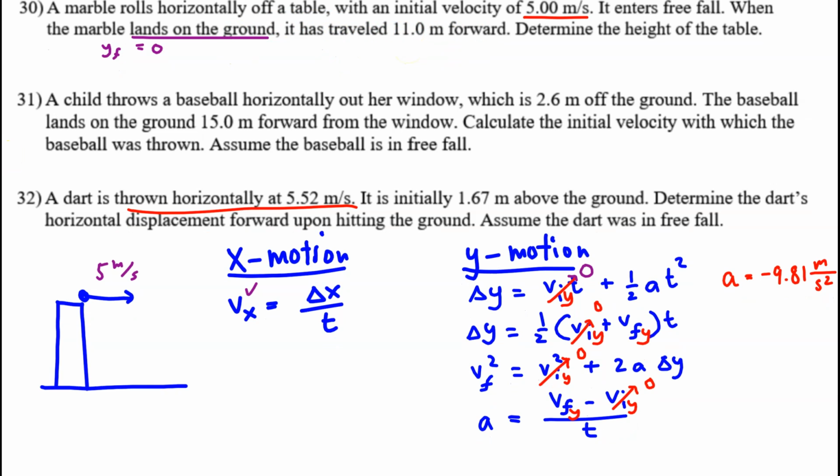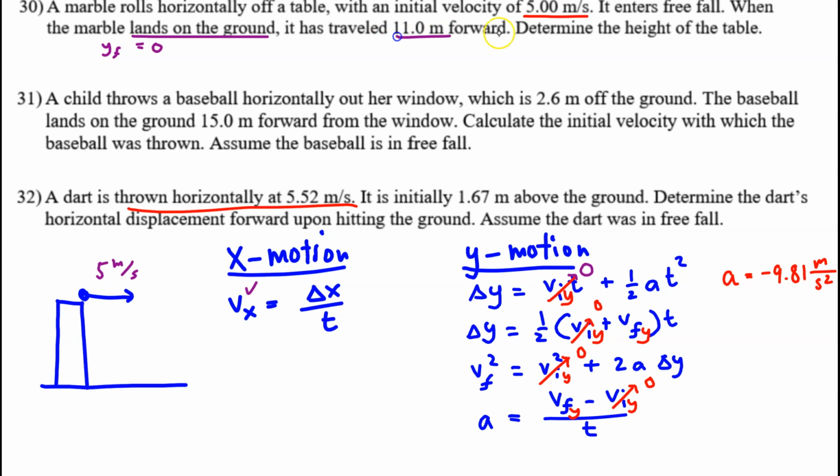It has traveled 11 meters forward. This is the distance traveled in the forward direction, that means this is delta x is positive 11 because forward is positive. Determine the height of the table. Well, hang on. It starts up here. It ends down here.